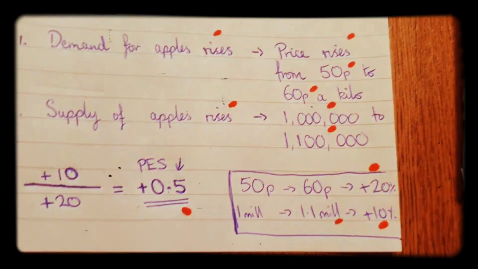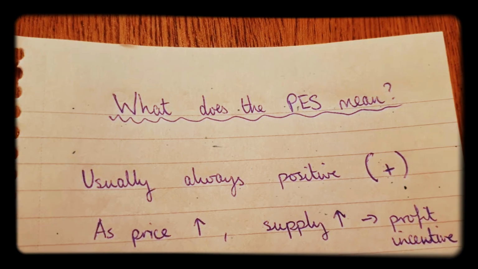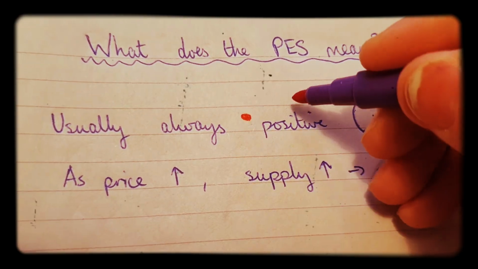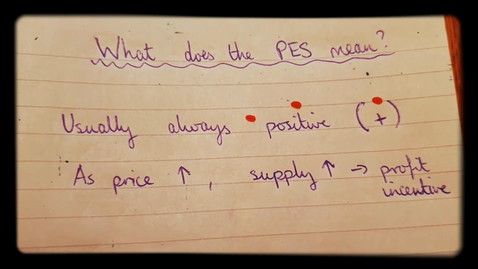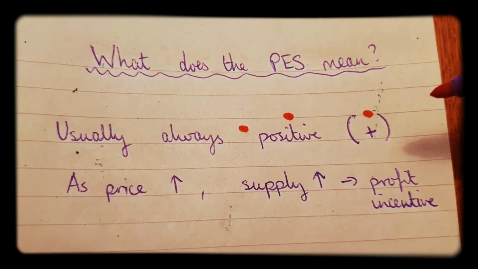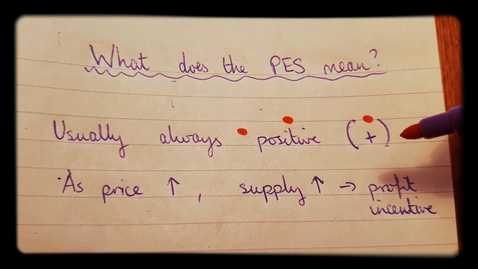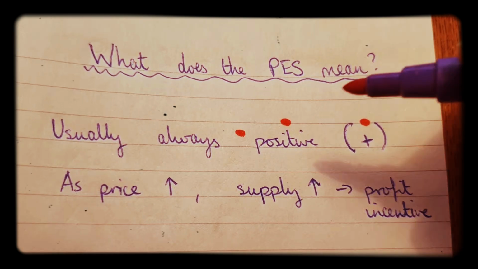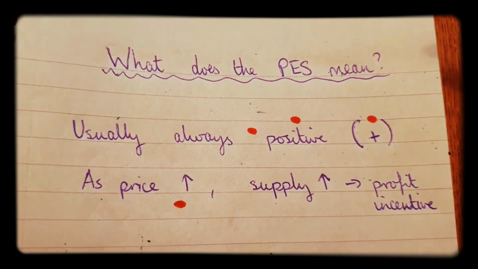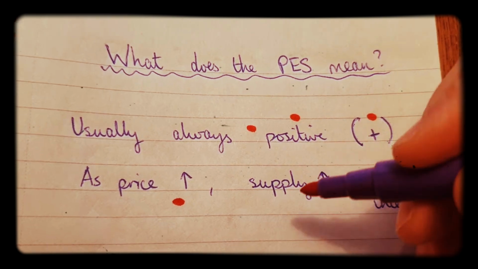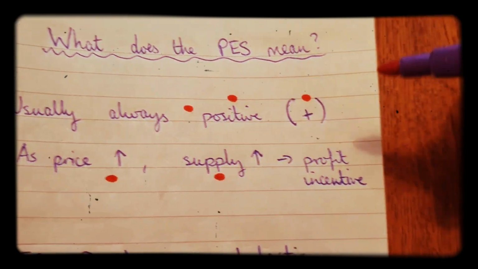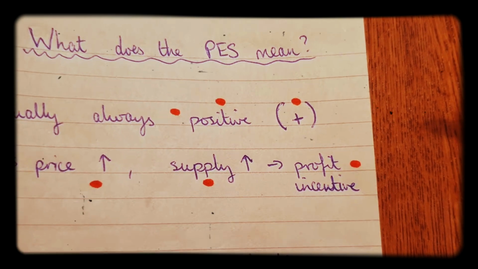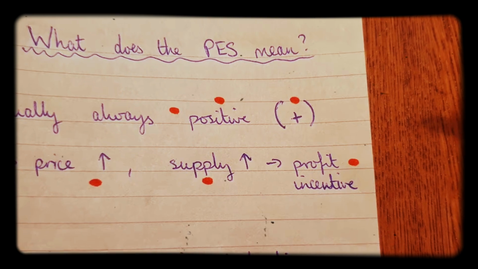Now, what does the figure actually mean? First of all, the PES is usually always positive. Most of the time, probably all the time you calculate this, you're going to end up with a positive number. If you don't, then you've probably done something wrong. The reason for that is when the price goes up for a good, supply is probably going to follow because of the profit incentive of firms. When prices go up in the market, firms are going to want to increase their production so they can make more profit.